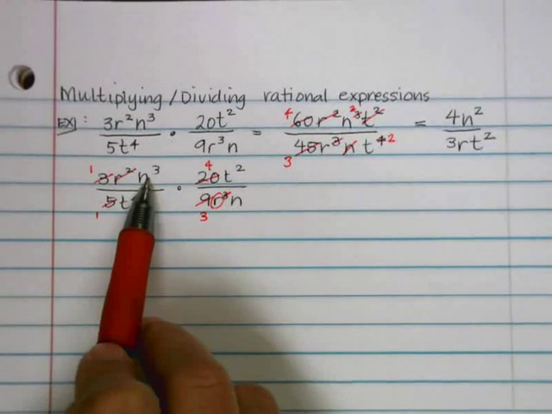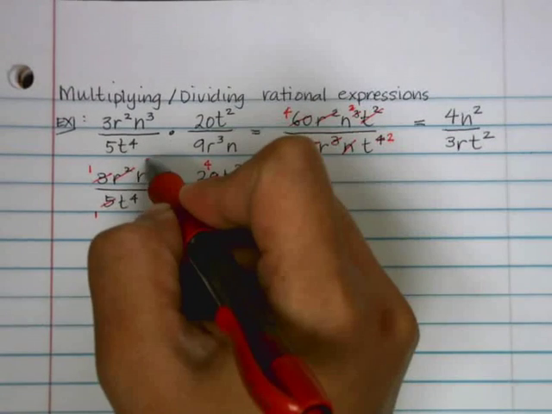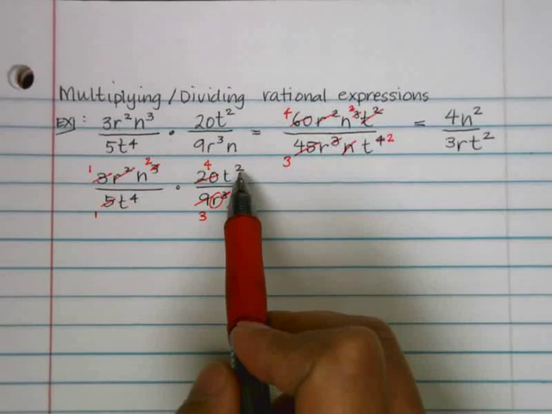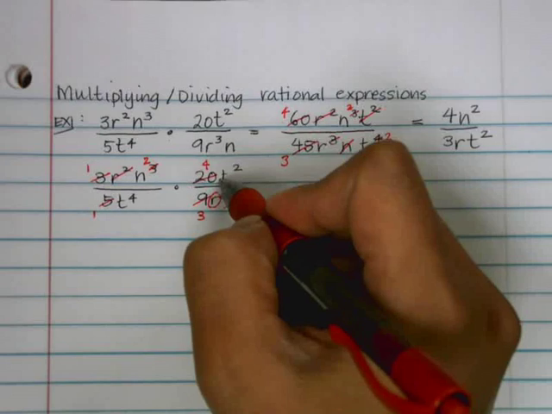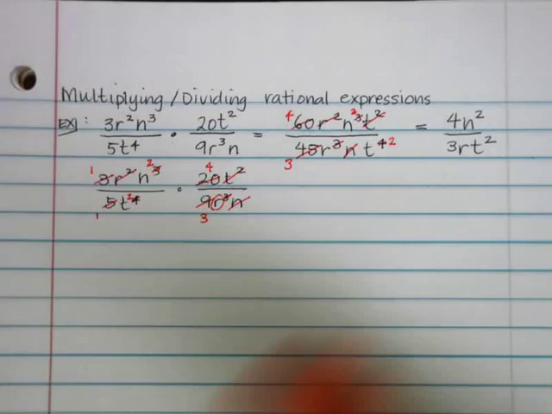And then with the n's, you have n to the third there and then n here. So all of this n cancels. You only have 2 left here. So that will be n squared. And then you have a t squared that will cancel with this t to the fourth. So all of these t squared cancel out. This one would be just t squared.